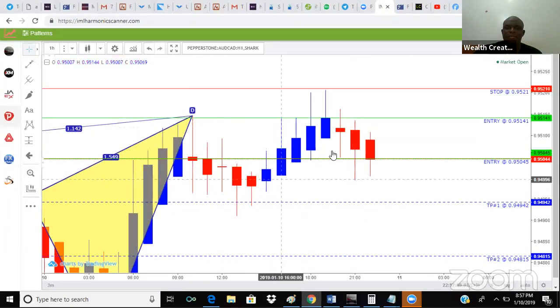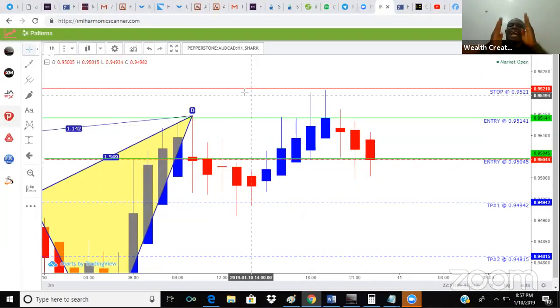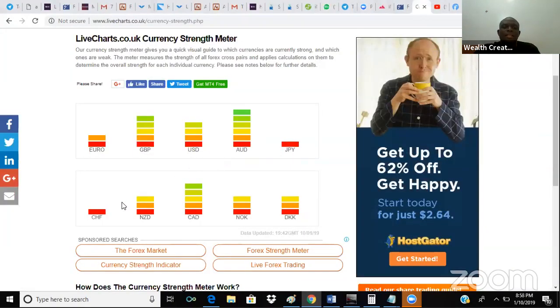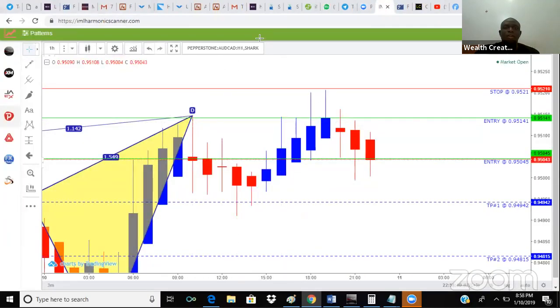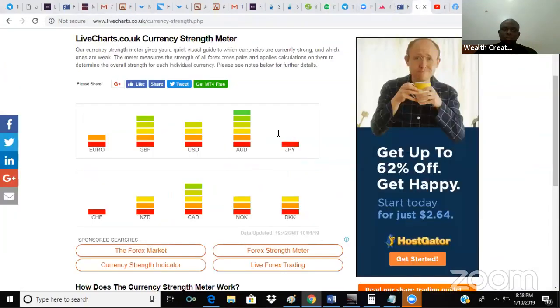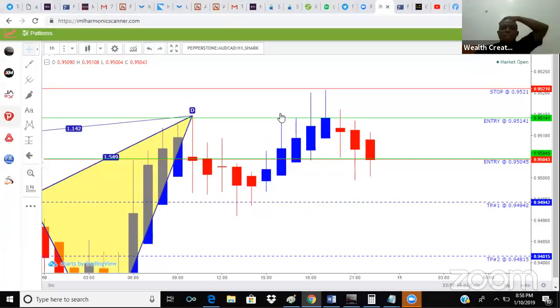Harmonic says sell, because technical analysis is measurement. So Harmonic Scanner has met its measurement. But you want to be sure. The sentiment in the market is saying that AUD is strong. CAD is weak. Oh, CAD is also strong. So the two of them are the same thing. I don't want to trade this market. I will stay away, because that means it will start ranging.